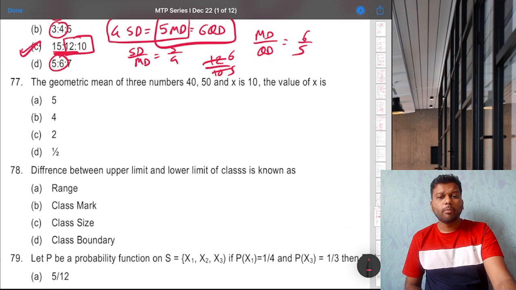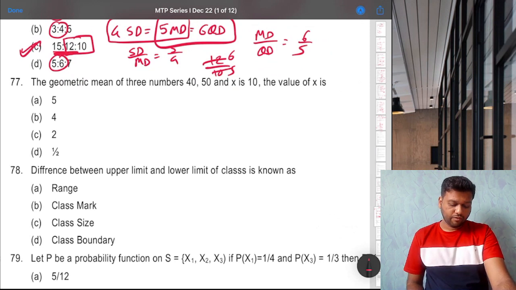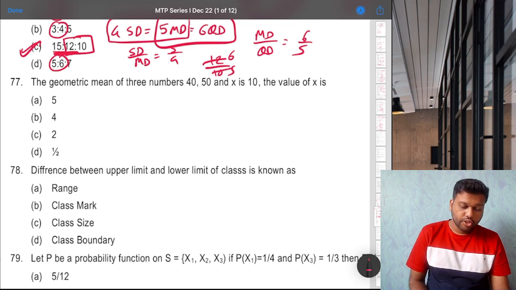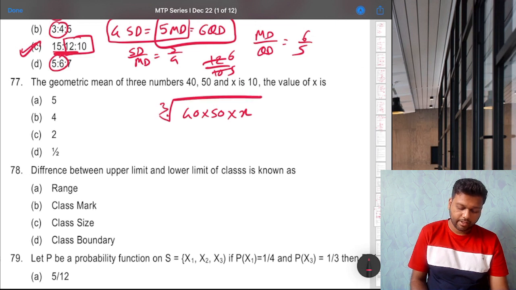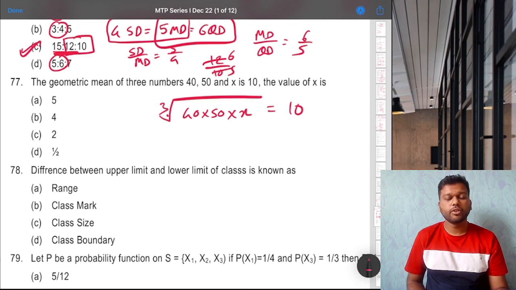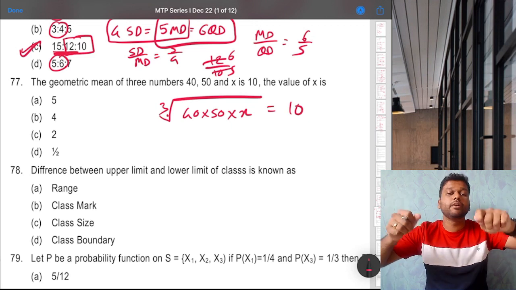77. The geometric mean of three numbers 40, 50 and X is 10. Then the value of X is what? Okay. Geometric mean of three numbers means what? 40 into 50 into X, and the cube root of this, right, is equal to 10. Because geometric mean is what? Product of numbers raised to 1 by n.